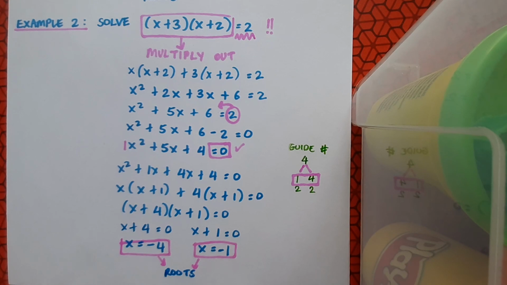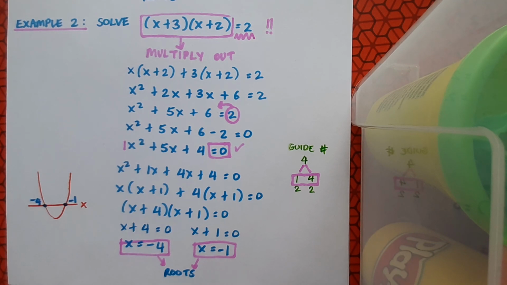And again, let's take a moment to visualise what this means. So I sketch my parabola. I've got my x-axis. I've got 2 solutions, so I have 2 roots. Which one's which, do you think? Minus 4 is further to the left on the number line, so I'll put that for this point. And then minus 1 is further to the right on the number line, so it'll go there.